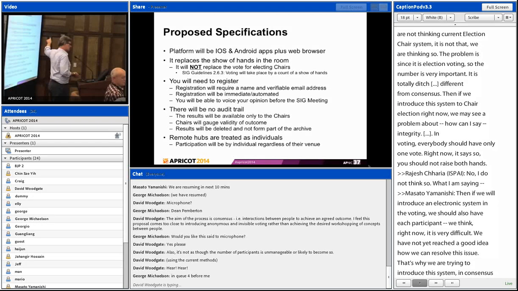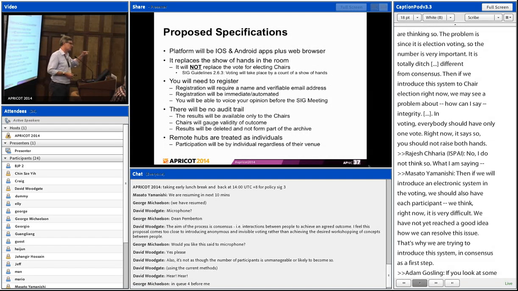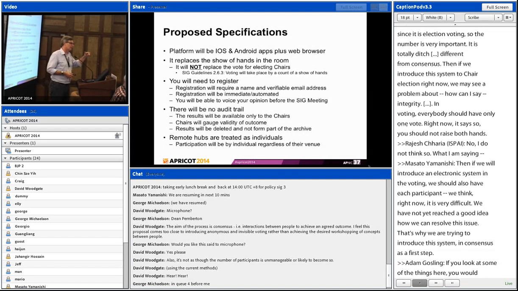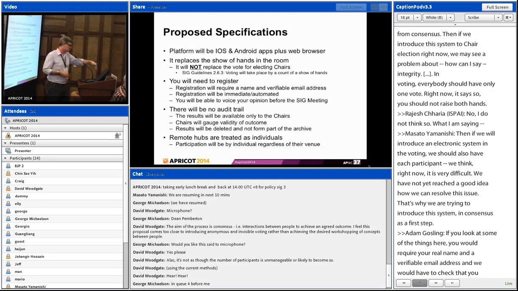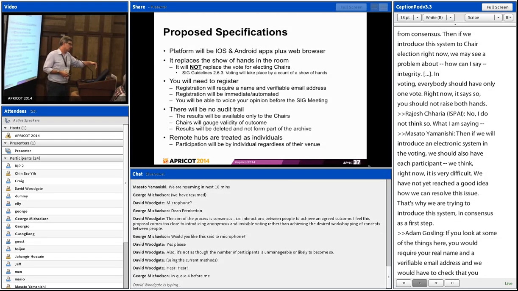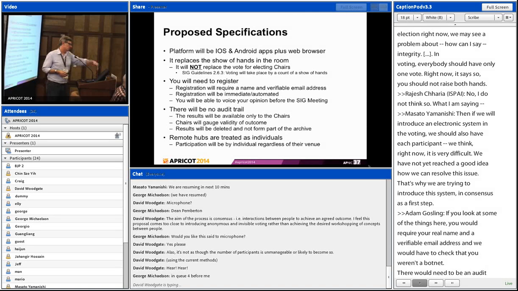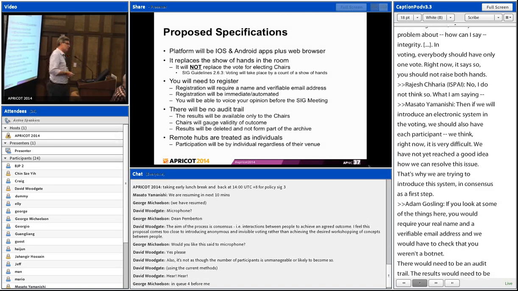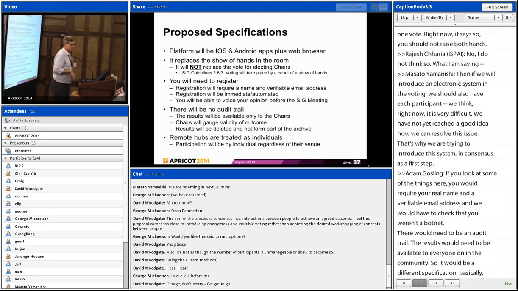If you look at some of my things here, you would require your real name and a verifiable email address, and we would have to check that you weren't a botnet. There would need to be an audit trail. The results would need to be available to everyone in the community. So it would be a different specification, basically, is what Masato is saying. At the moment, this is a very simple system.